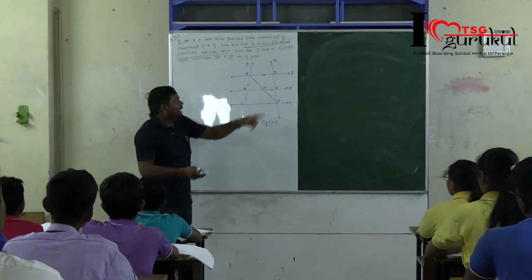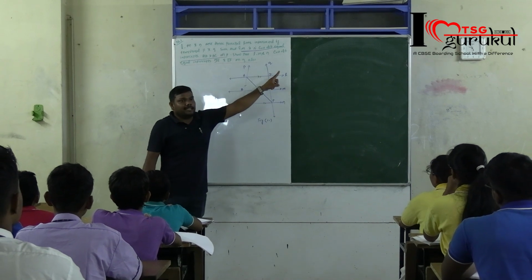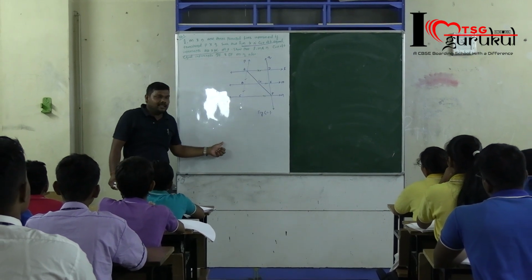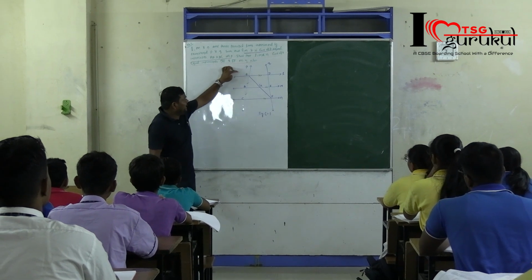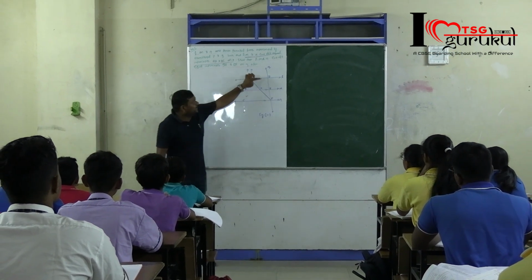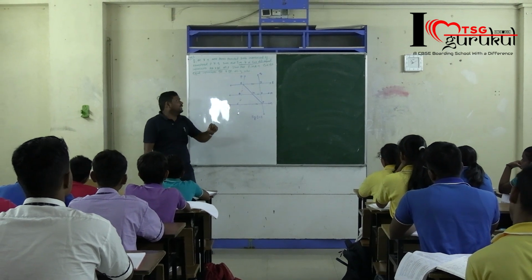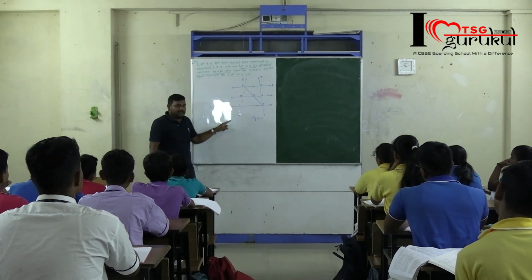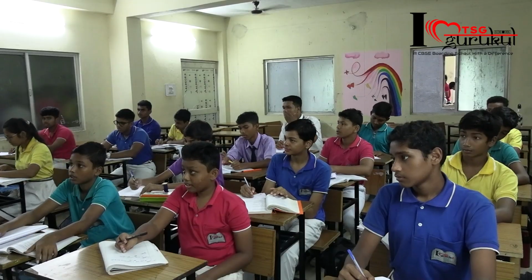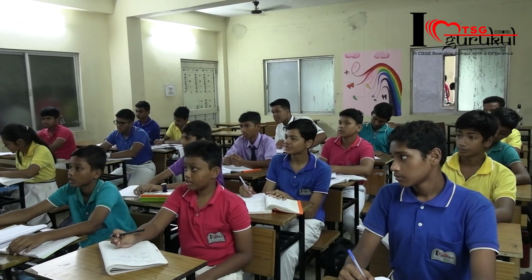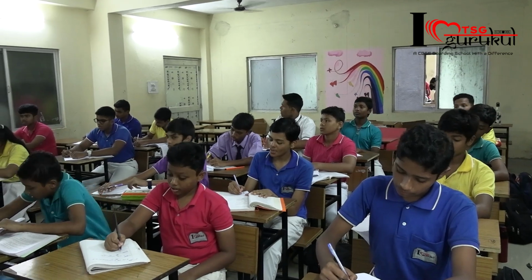Again I repeat it. Given: L is parallel to M, parallel to N, and P and Q are two transversal lines meeting lines L, M, N at points A, B, C and D, E, F respectively. Also given that B is the midpoint of AC, that is, AB equals BC. We will show that E is the midpoint of DF, that means DE equals EF.